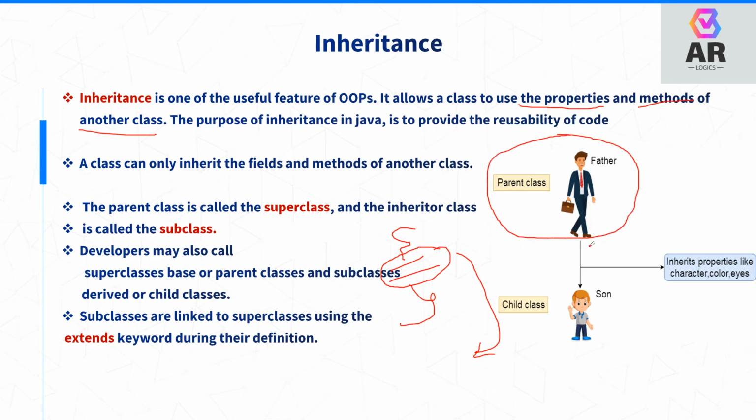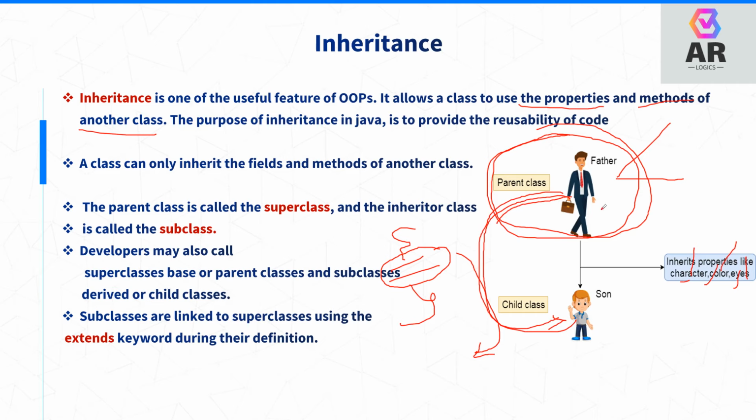Suppose there is a relationship between two classes. Okay, so the father is there. The child can inherit all the data from the father. The child can inherit the father's properties like characters, colors, eyes. You can inherit all that stuff from the father to the child.